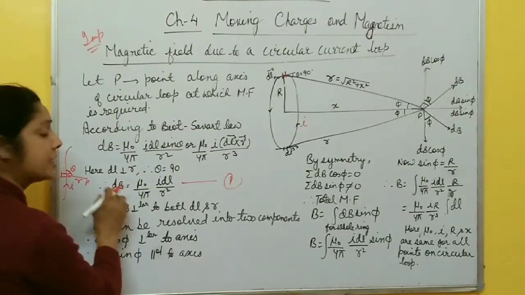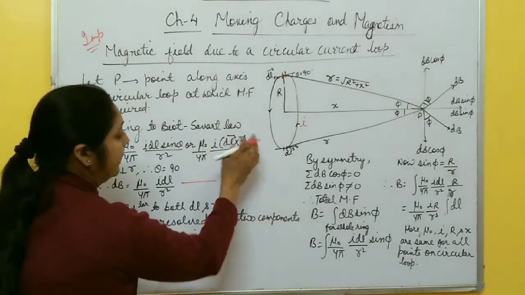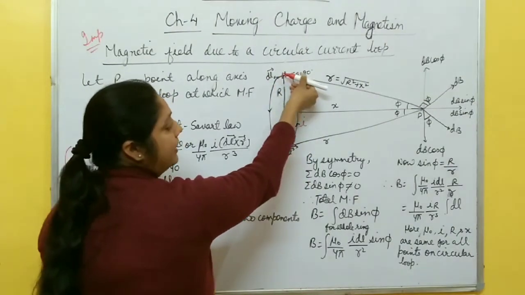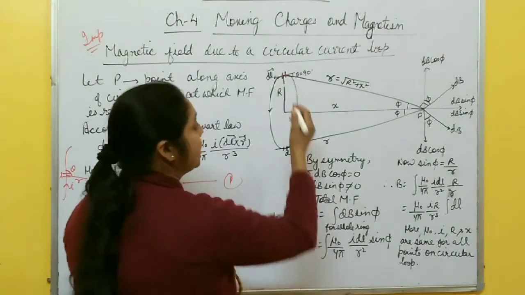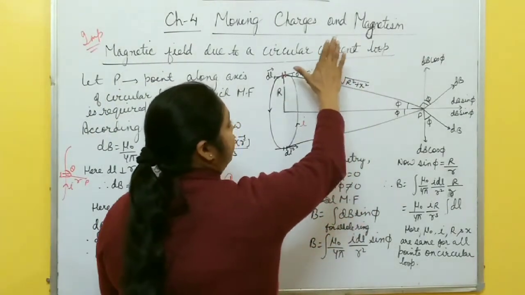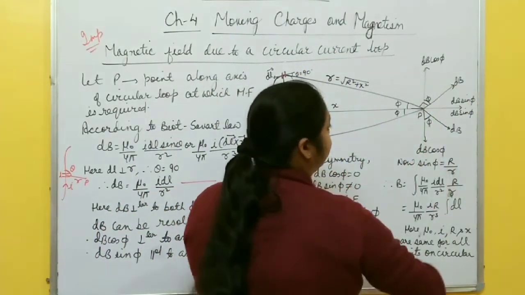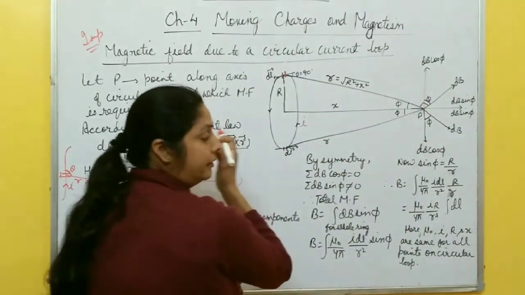What is the direction of this magnetic field dB? Here dB is perpendicular to both dl and r. So dl is along this one, tangential to the surface, and r is this one. So according to the right hand palm rule, this is the thumb and this is the direction of the magnetic field dB, right? This one is the direction of the magnetic field dB due to this current element.